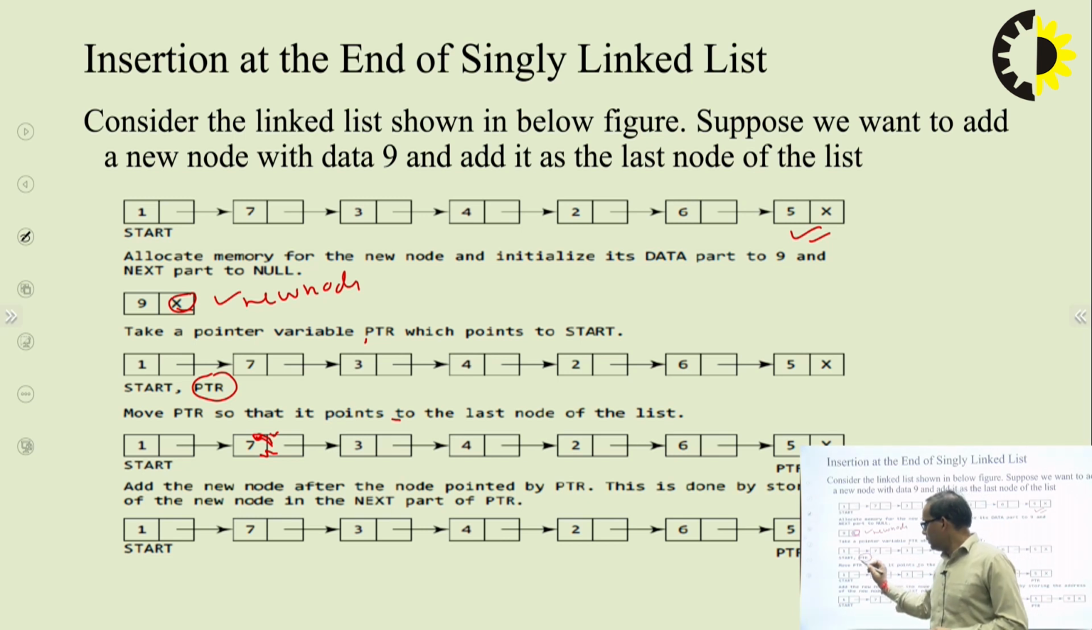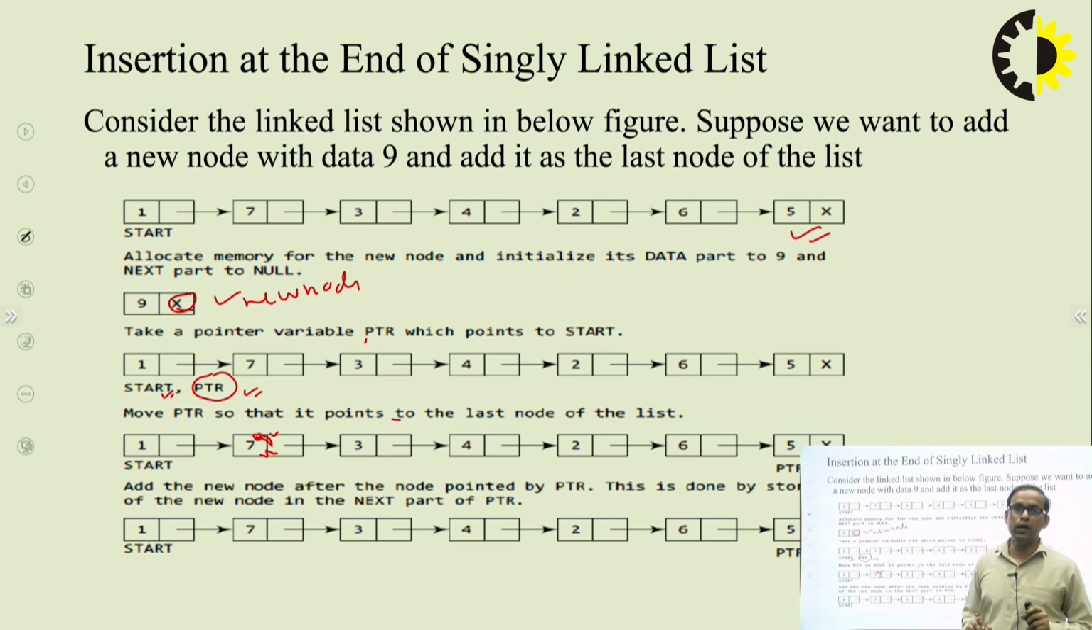At first we declare a pointer variable PTR. We initialize the PTR variable with start. It means initially we are taking a pointer variable PTR and initializing it with start, so initially the PTR refers to the first node of the linked list. Now we will move PTR in order to reach the end of the linked list, to the last node.